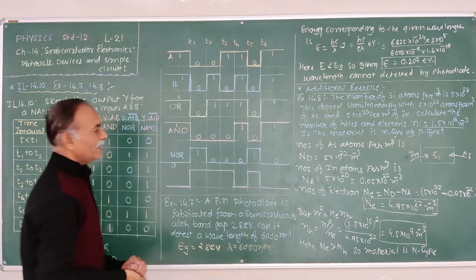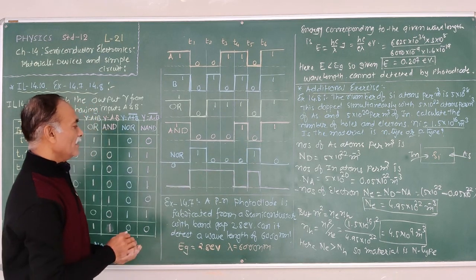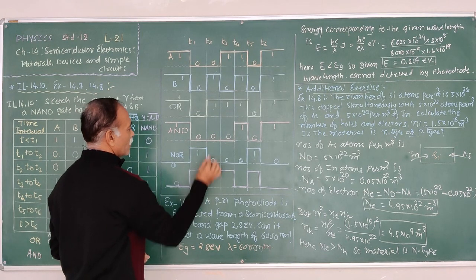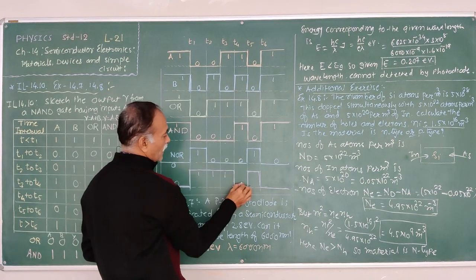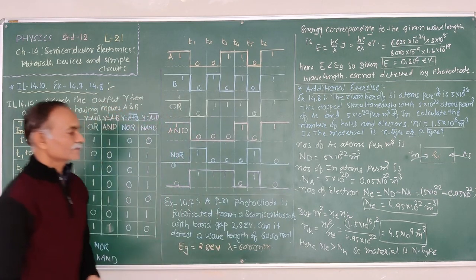That is the inverter of this. Now AND gate 1, so inverted 0. 0, 1. 0, 1. 0, 1. 1, 0. 0, 1. 1, 0.